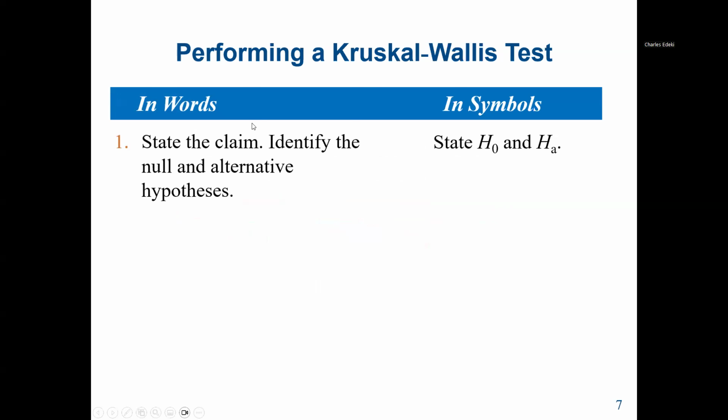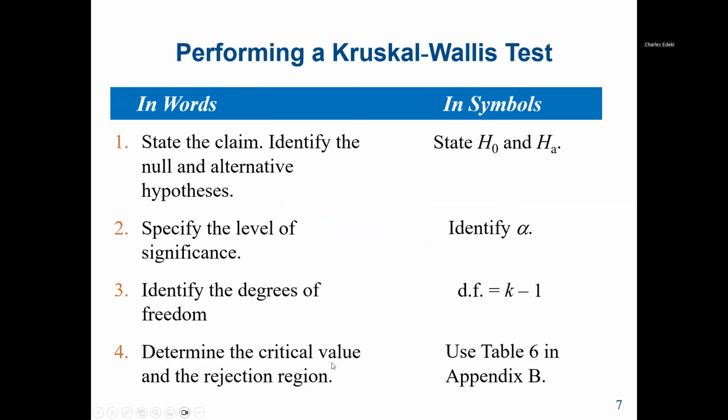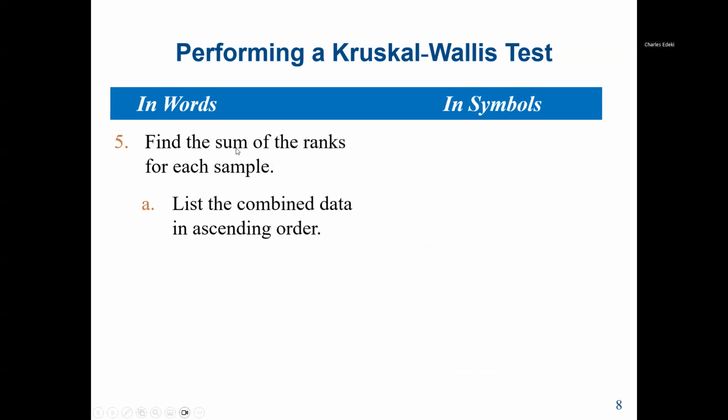The first step is hypothesis testing. So we need to state our H0 and HA. We also have to identify our level of significance, the alpha value. Then we can find the degrees of freedom. Now, if we have the alpha value and degrees of freedom, then we can find the critical value using Table 6 again. This will be the chi-square table in Appendix B. Then after that, we find the sum of the ranks for each sample. Which means if there are 3 samples, we have to find the ranks for all 3 samples, then the sum for each individual sample. And we will see an example soon.